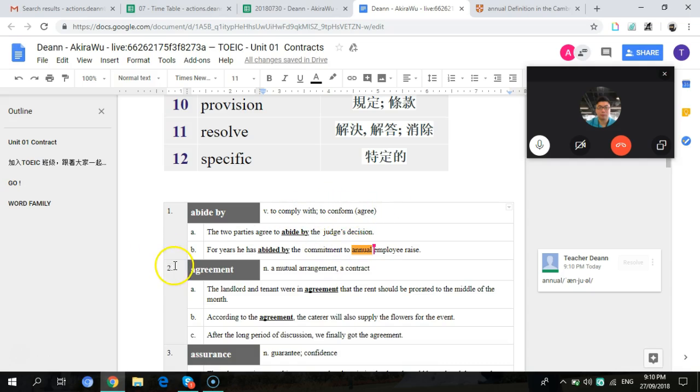Okay, so we have A, the two parties agree to abide by the judge's decision, and B, for years he has abided by the commitment to annual employee raise. Okay, so do you have any questions with the word abide by?